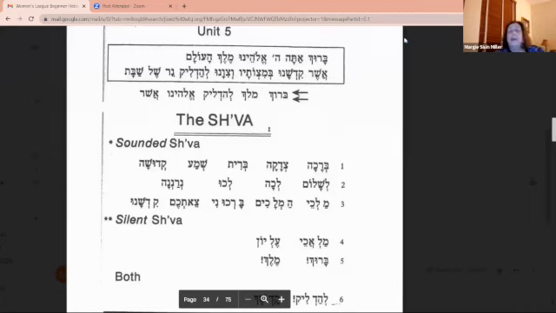The vowel is the shava. I've been talking about it for weeks. This is important because it's confusing and it's never going to get much better than being confused. I say that and I own it.